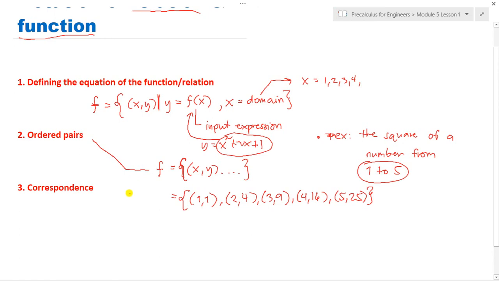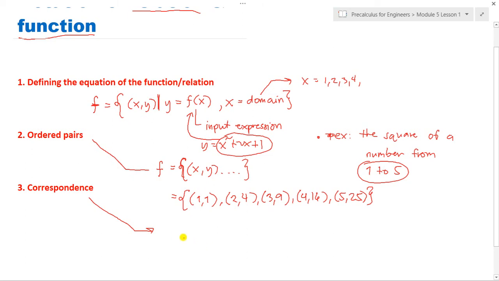But anyways, in some other problems, class, more or less limited ang ilahang domain. Let's say from 1 to 5 lang based on this example, or you can have from 1 to 20, so gilimitan nila. So you can still write your function by this ordered pair method. But let's proceed na lang sa last one. The last one is by using the correspondence.